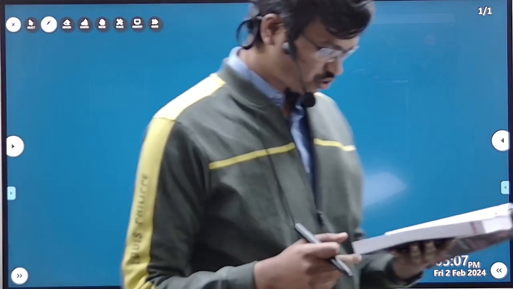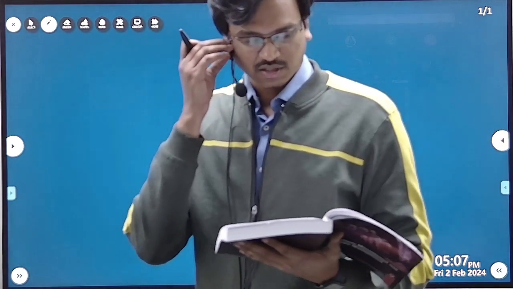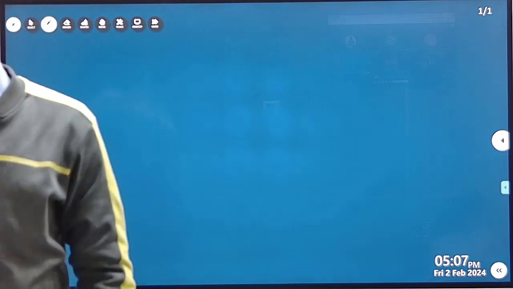Okay. So today we will be looking at facility, location and layout. That is chapter 2.3, page number 41.